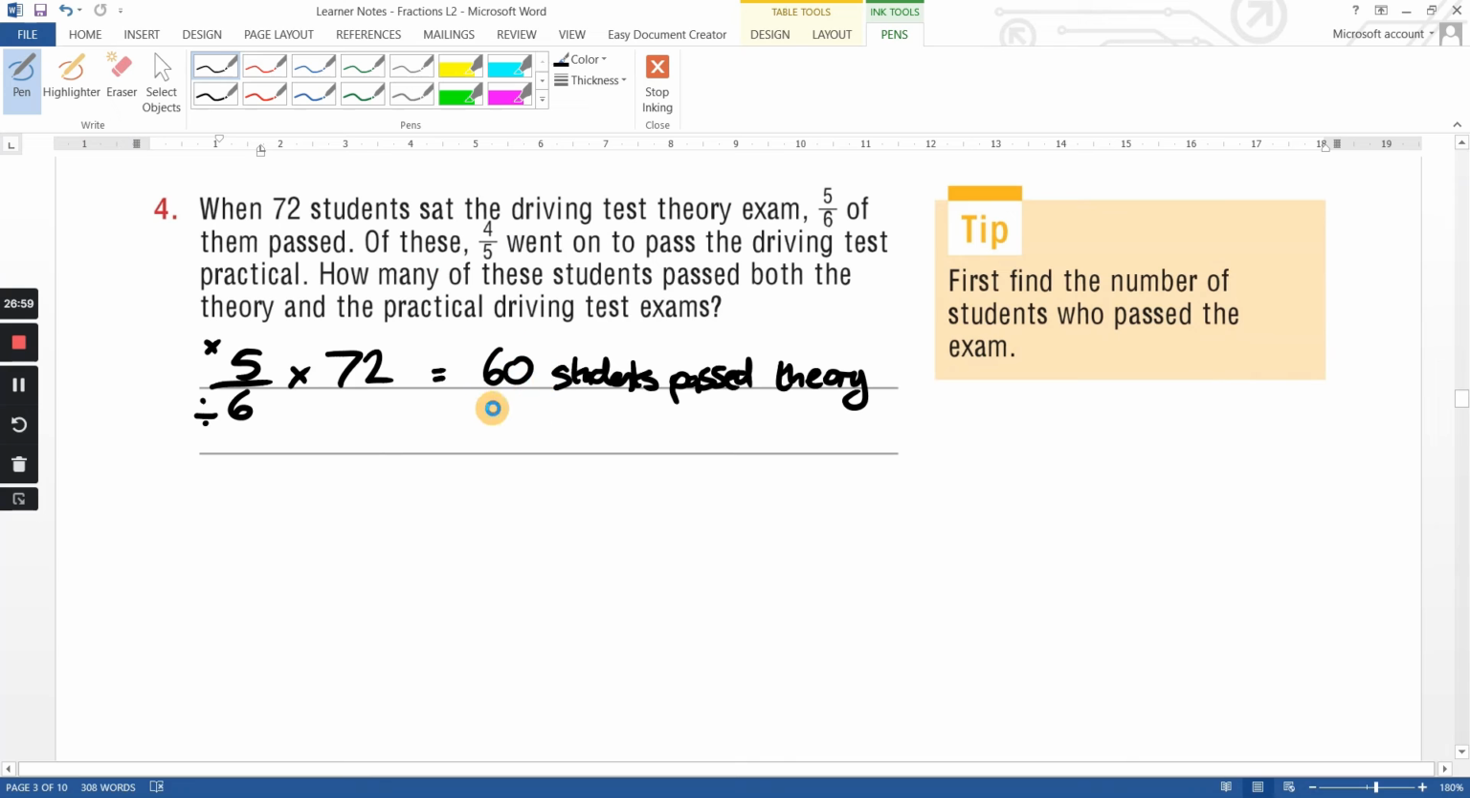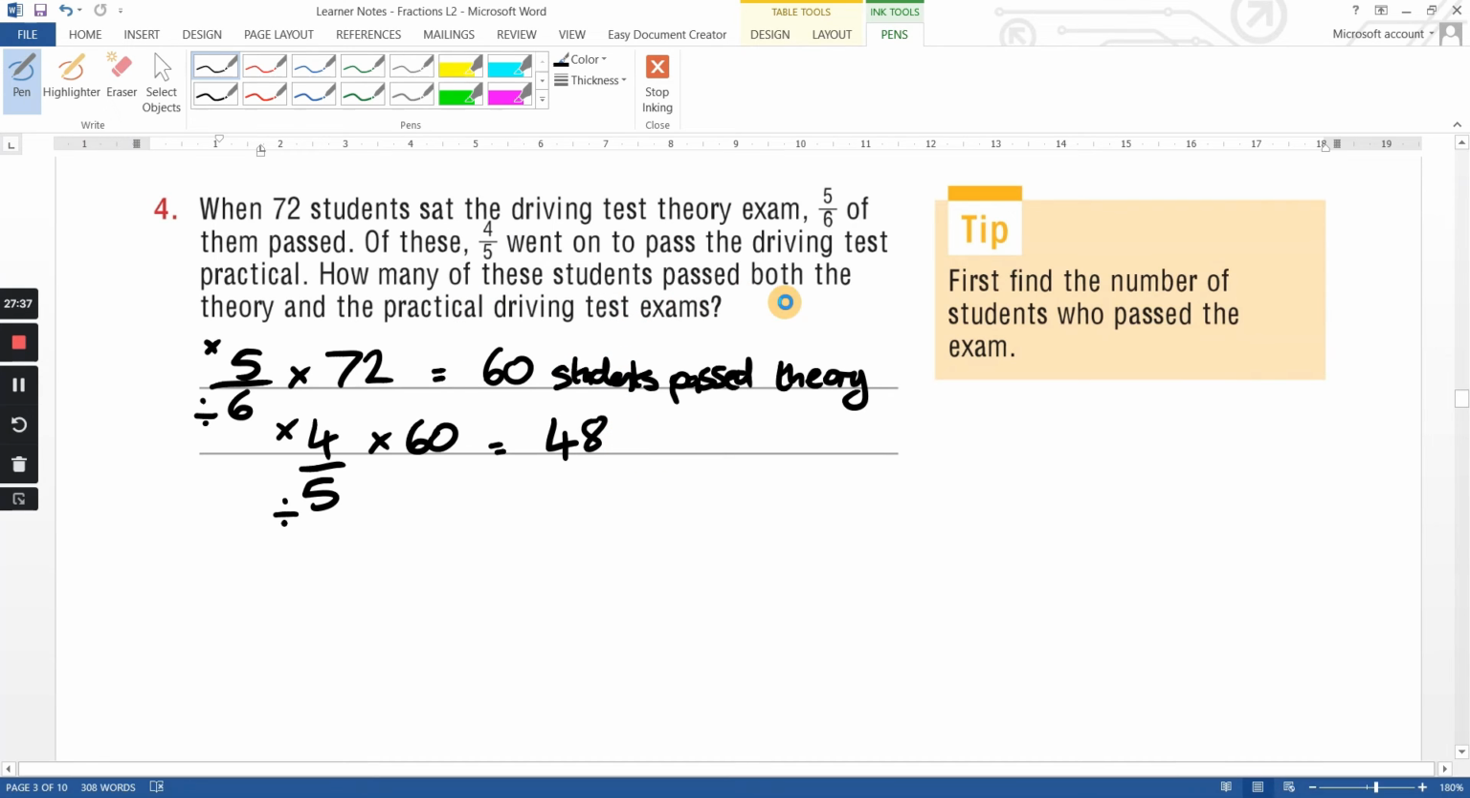Of these, so of the 60 students who passed their theory test, 4/5 went on to pass the driving test. So I need 4/5 of this now. Don't be tempted to do 4/5 of 72. It's not going to be that. It's 4/5 of these guys that passed the theory. So I need 4/5 of 60. And again, let's divide by 5, multiply by 4. How many 5s go into 60? Well, that's 12. And then 12 times 4 is 48. So that's your final answer.